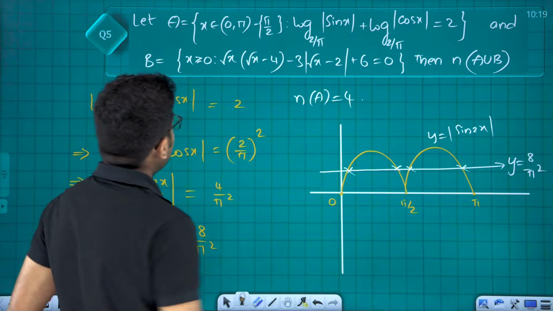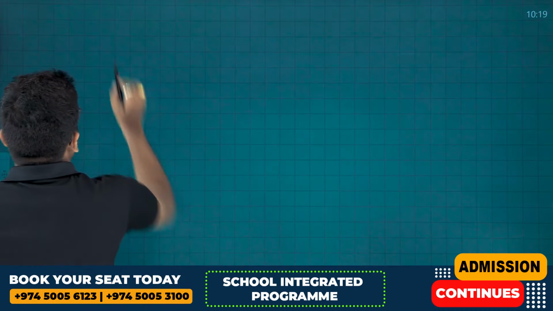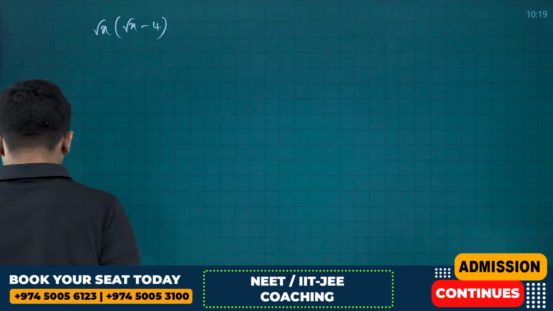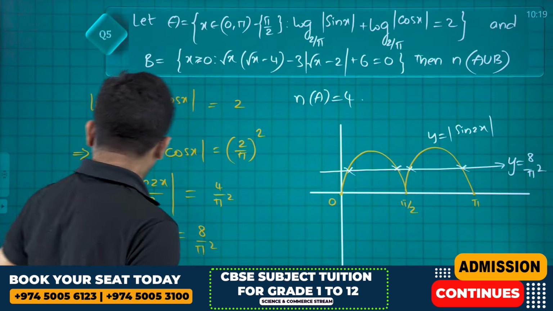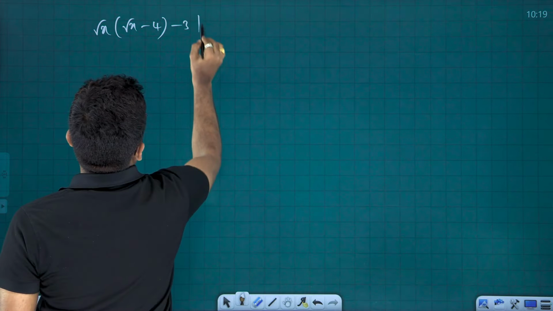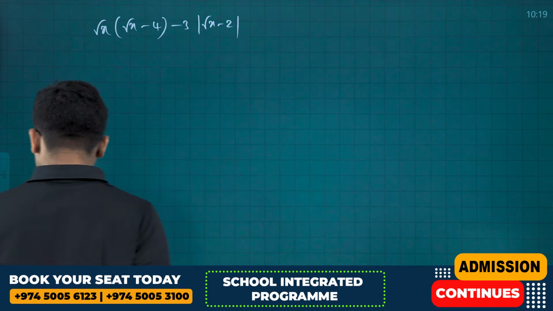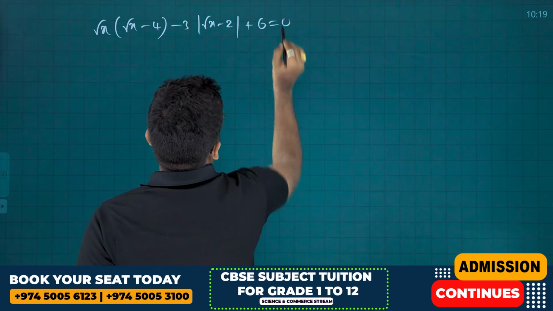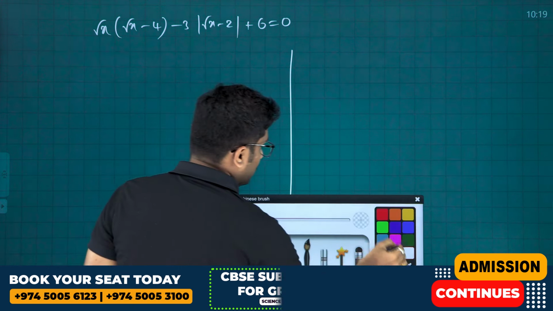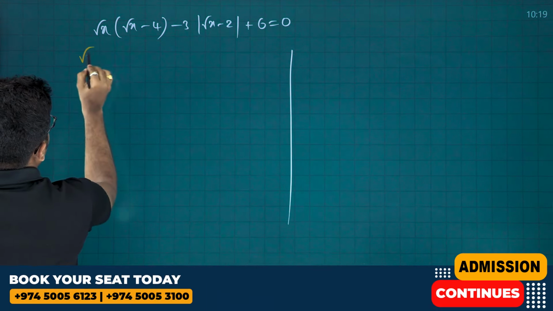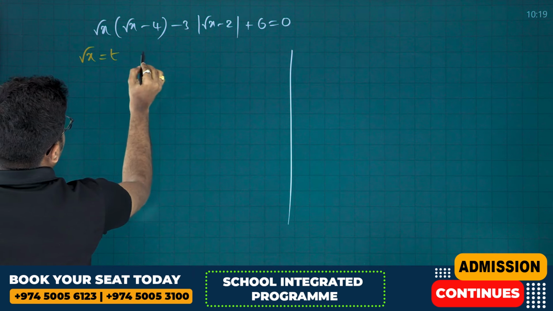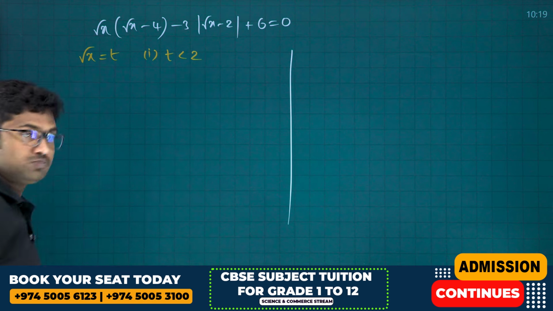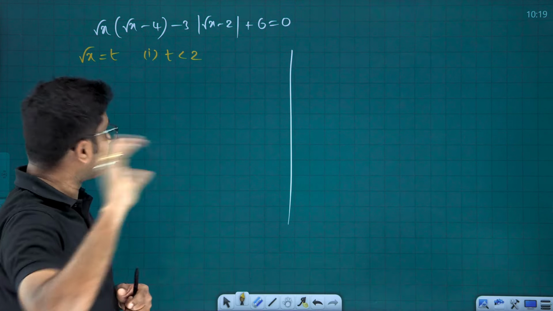Next, we will see this case. Root x into root x minus 4, minus 3 times mod of root x minus 2, plus 6 is equal to 0. For better handling, we do one thing. We will take root x is equal to t. And case 1. Suppose t is less than 2, I mean root x less than 2, first case.